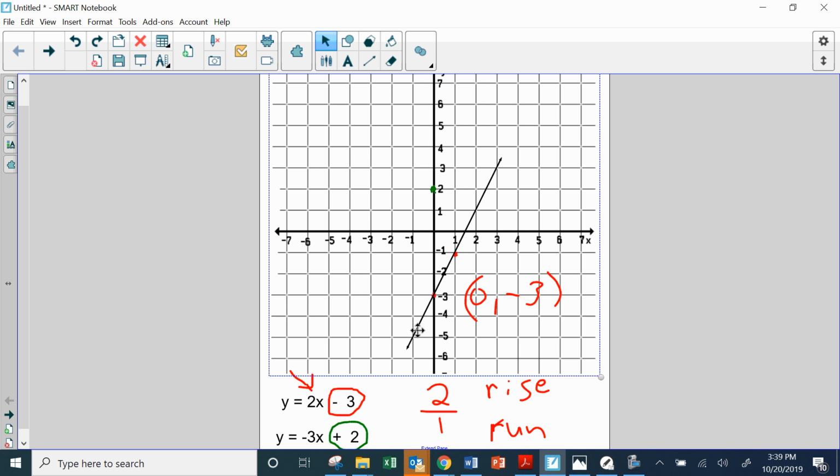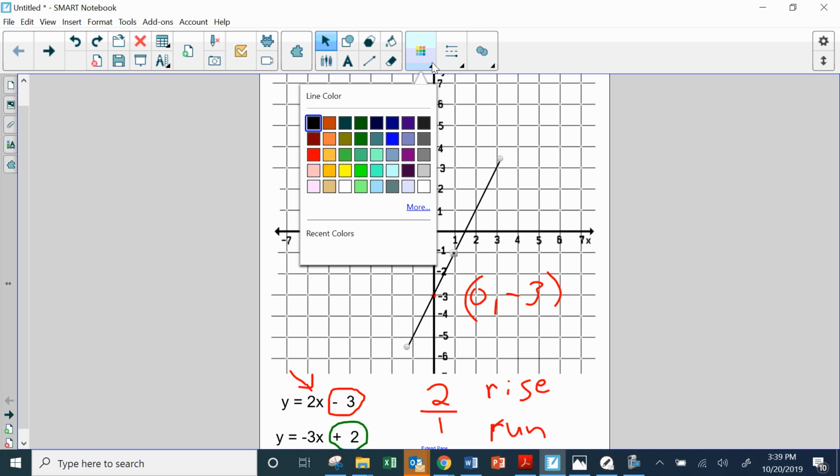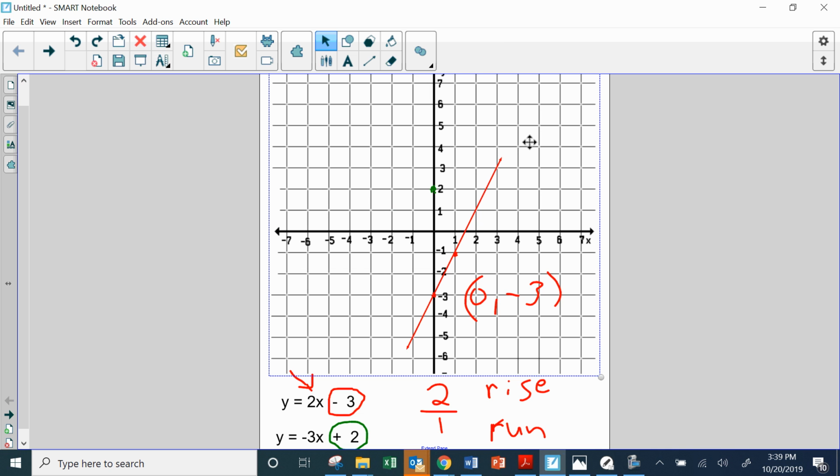So that would be my first. And one thing I also want to do is change that to red, because that was my red line. All right, there we go. So there's my red line. The line would go on forever, all the way up. Now I'm going to the second equation. I'm going to graph the second line.